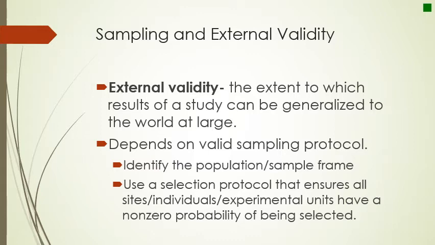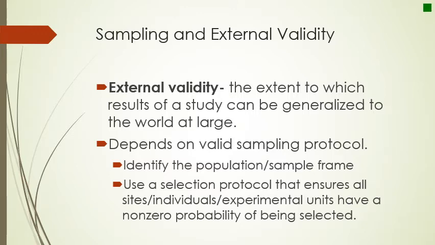The degree to which a study has external validity depends on having a valid sampling protocol. And in order to do that, you have to do two things. First, you have to precisely identify the target population. Is it all of the squirrels in Arapahoe National Forest? Is it all of the squirrels in Colorado? Is it all of the red squirrels in the western United States? Obviously, the definition of the target population will determine the area, in this case, over which you're sampling.